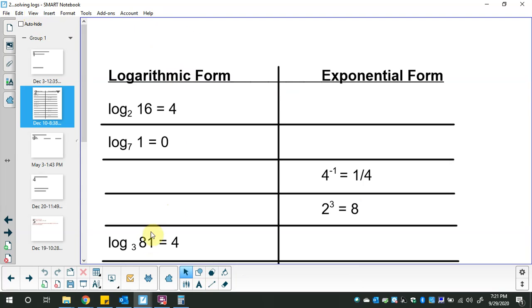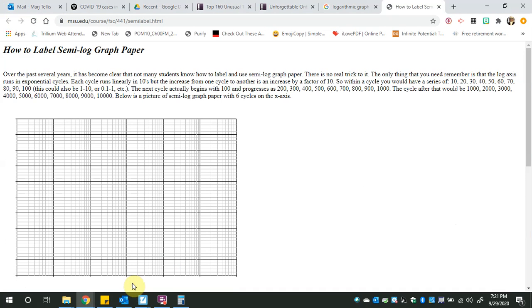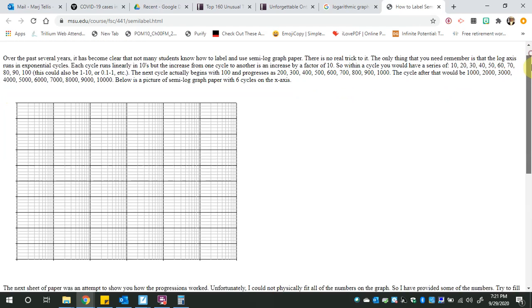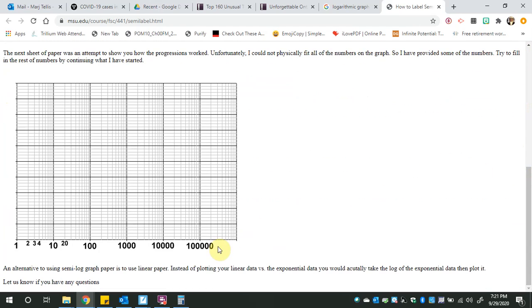But I did want to show you something that I think is actually quite funny. I found this site that tells you how to label semi-logarithmic graph paper. So it says that you would start by going 10, 20, 30, 40, 50, 60, 70, 80, 90, 100, and then you would go up by the 200s, then you would go up by the thousands, and so on. Depending on where you started, you would end up with something like this.